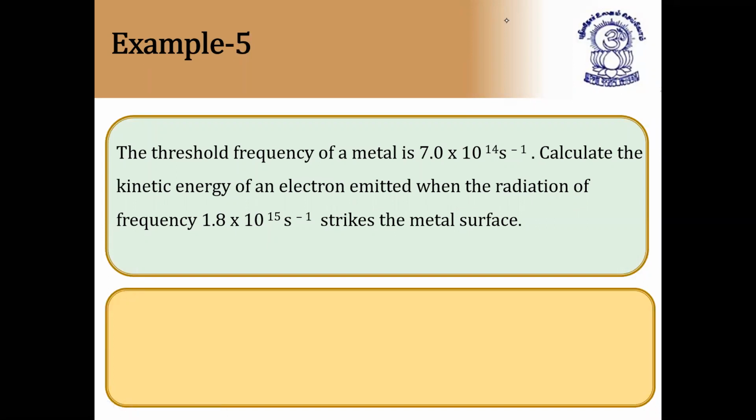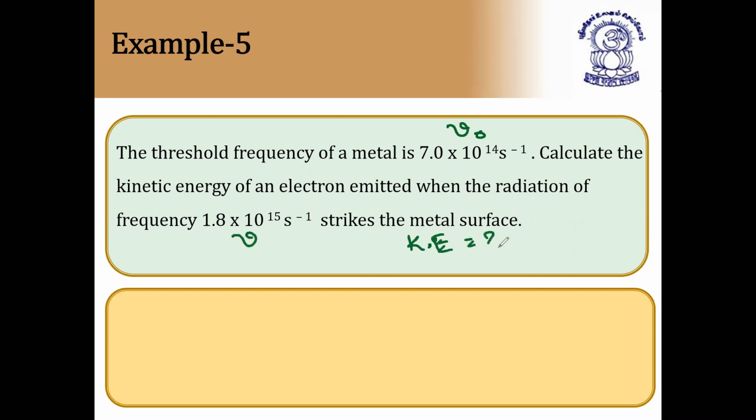Next example. The threshold frequency of a metal is 7 into 10 to the power 14 second inverse. Calculate the kinetic energy of the electron. They are asking us to find kinetic energy. So threshold frequency nu naught is given. Kinetic energy we have to find when radiation of frequency 1.8 into 10 to the power 15 second inverse strikes the metallic surface.